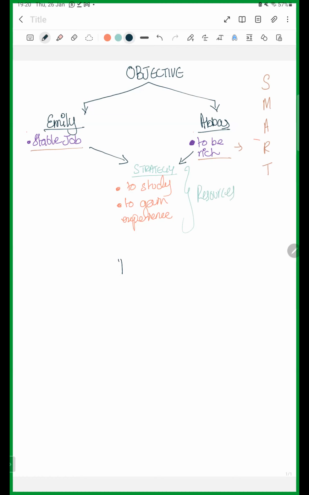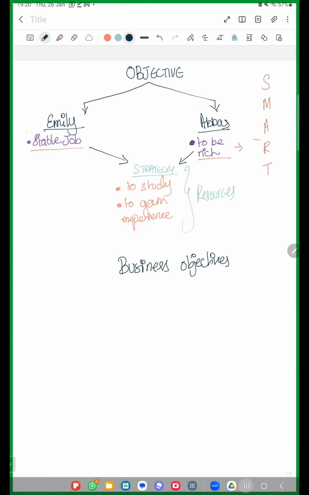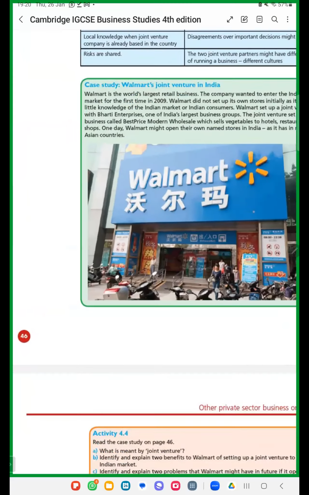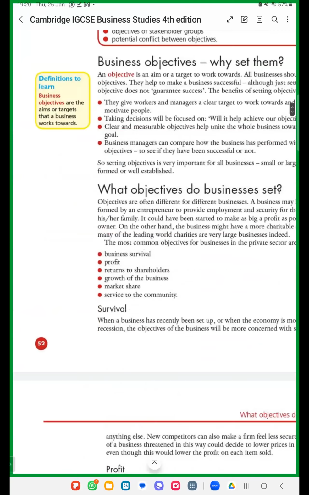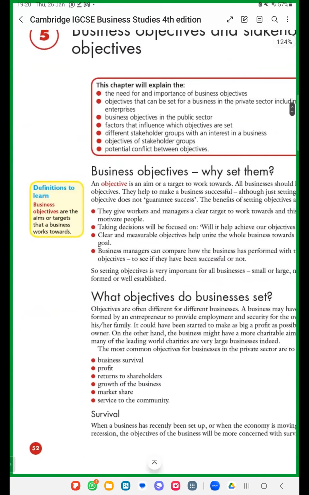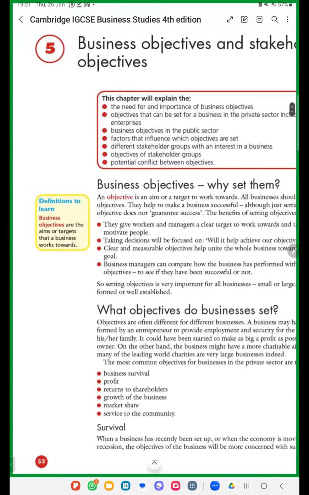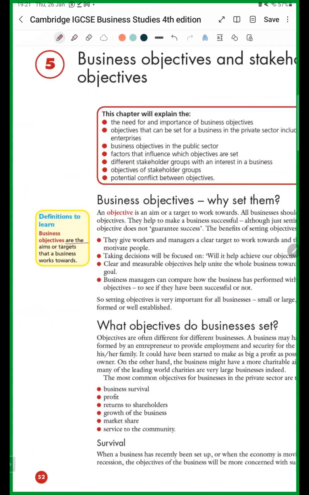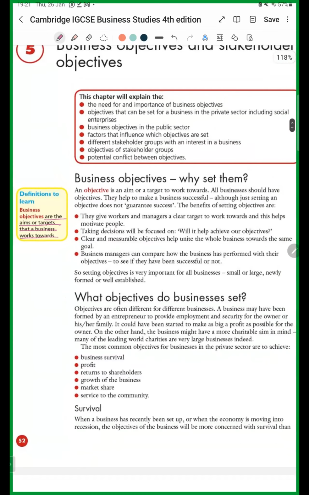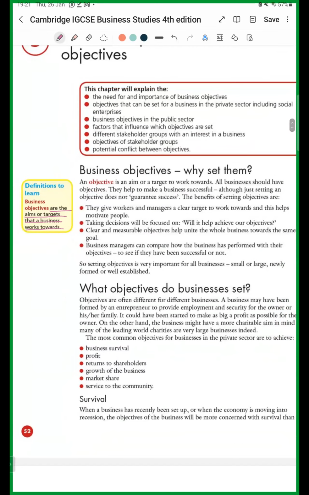So business objectives, this is what I want you guys to write. I want you to write a definition. I'll just share that with you. One second. Here. Business objectives are the aims or targets that a business works towards. Can you quickly write this down? Just let me know when you're done.